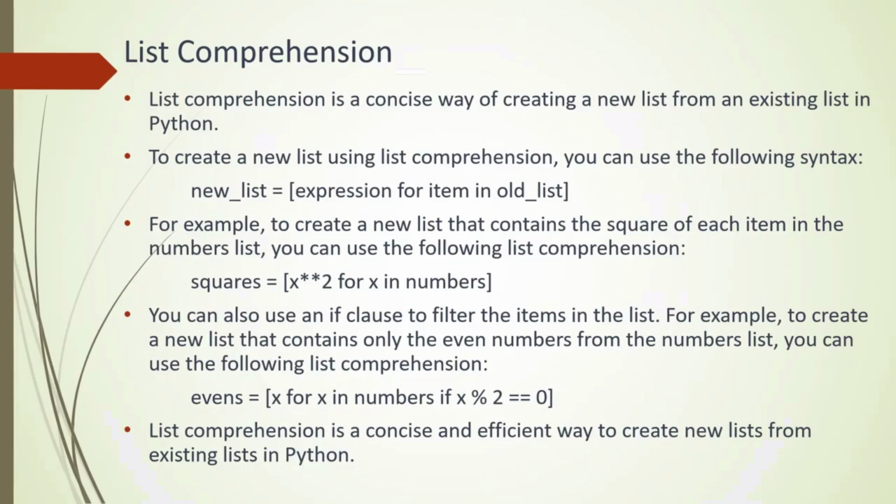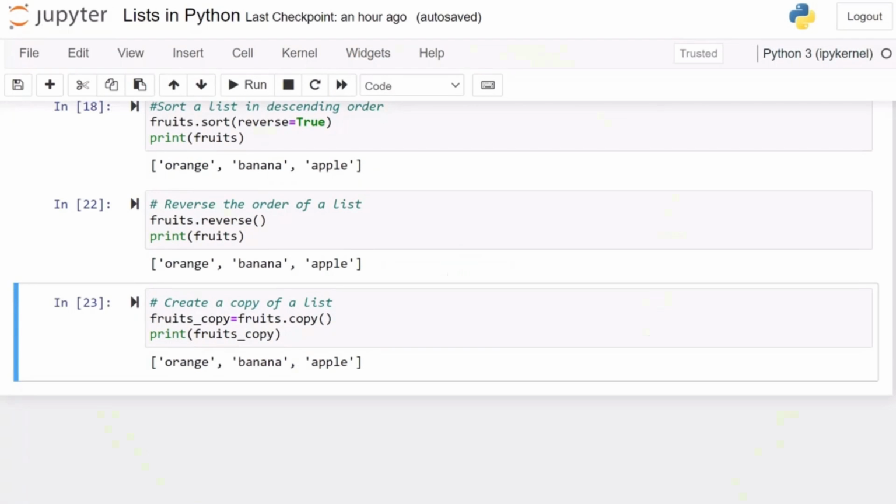List comprehension is a concise way of creating a new list from an existing list in Python. To create a new list using list comprehension, you can use the following syntax: new_list equals, and then inside square brackets, you specify the expression for items in the old list. You can also use an if clause to filter items in the list. We can go ahead and have a look at this in Jupyter Notebook.